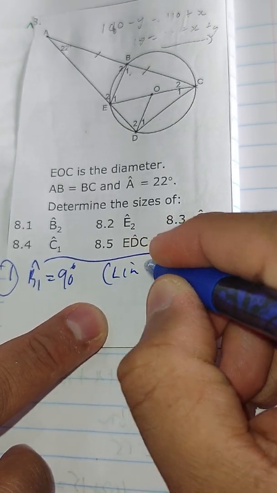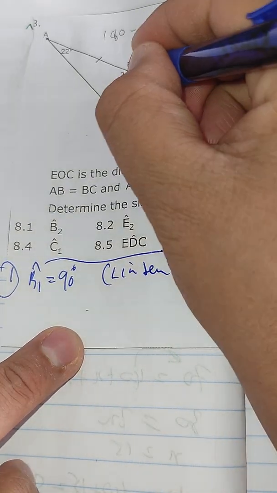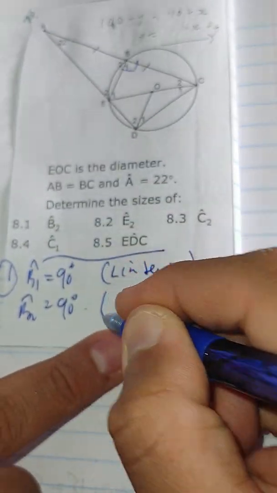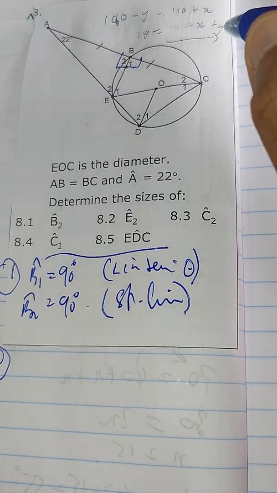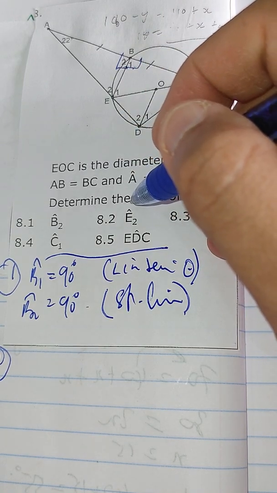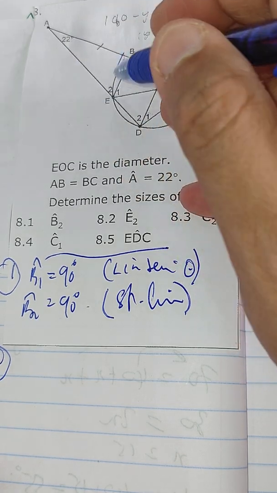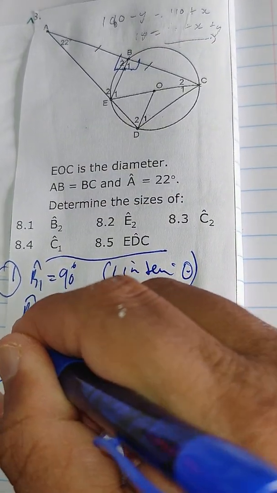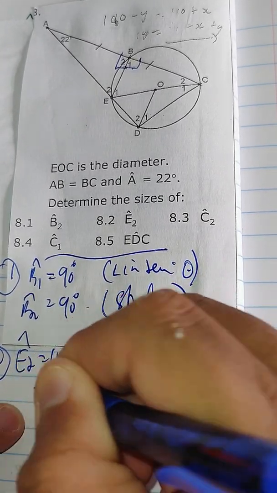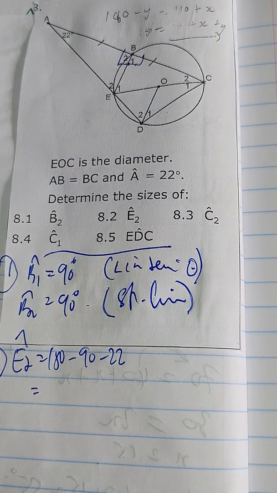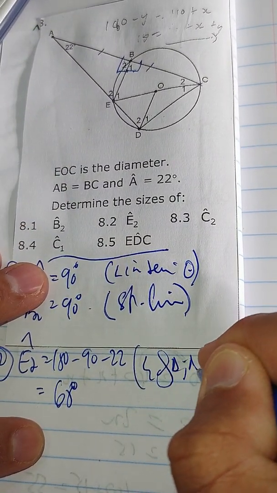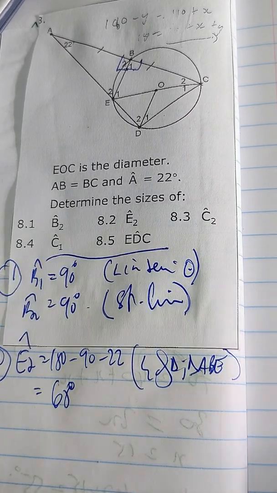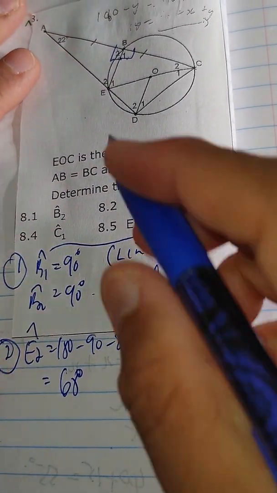So B1, remember whatever is not on the diagram, I must state it. So B1 is 90, angle in semicircle. Then B2 is equal to 90, angles on a straight line. So that was fairly simple. Number 2, they want you to work out E2. E2, sum of angles of a triangle. Triangle ABE. So E2 is going to be 180 minus 90 minus 22, which is 68. The reason here is sum of angles of a triangle, and it's triangle ABE.